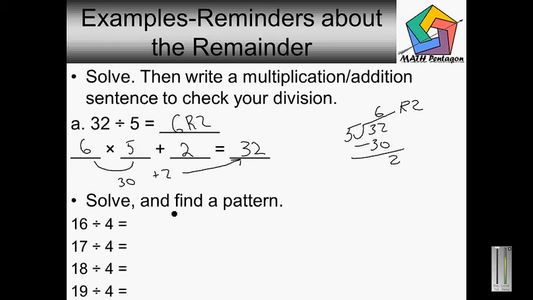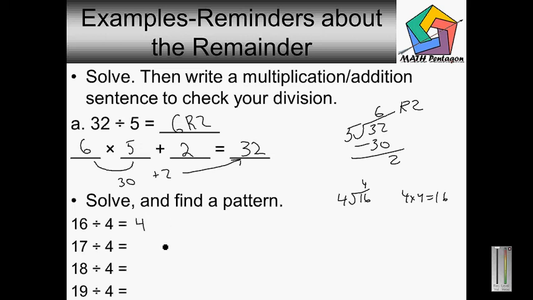Okay, we're going to do our next set of problems. We want to solve and find a pattern. So 16 divided by 4 is what? How many times does 4 go into 16? It goes in evenly, because 4 goes into 16 4 times, because 4 times 4 is equal to 16. So the answer to this would be 4, and we have no remainder because it goes in evenly.